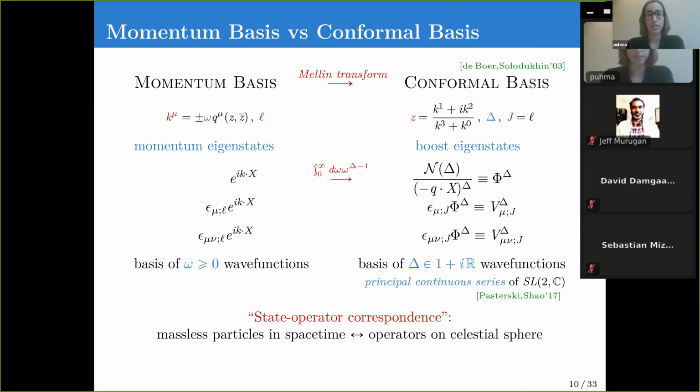Now, this also gives us a kind of state operator correspondence, which identifies massless particles in space-time with operators of conformal dimension delta and J inserted on the celestial sphere. And while the original momentum basis made translation symmetry manifest, but obscured conformal properties, in this new basis, conformal symmetry is manifest. So let me show this explicitly.